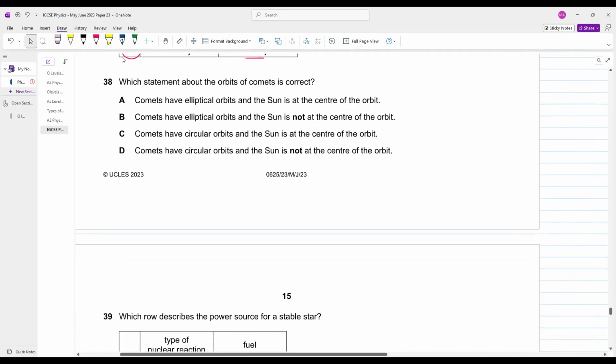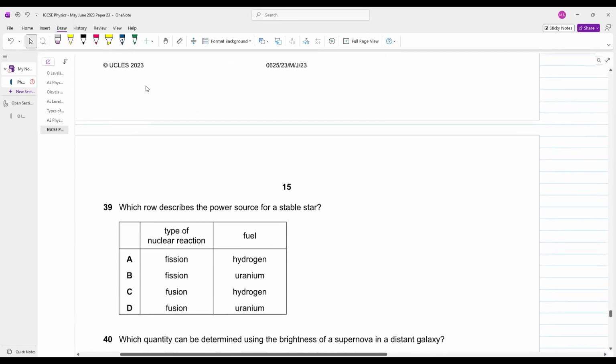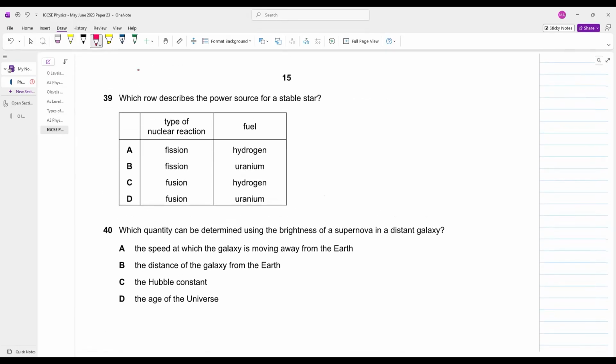Which statement about the orbits of comets is correct? Comets have elliptical orbits and the Sun is not at the center of the orbit. B is your answer. Come to 39. Which row describes the power source for a stable star? What is happening in a stable star? Fusion. Fuel is hydrogen. C is your answer.